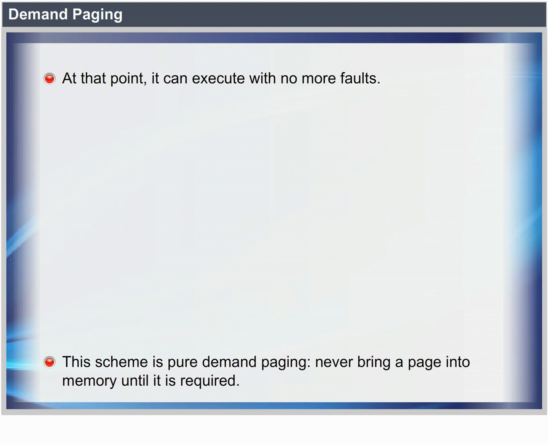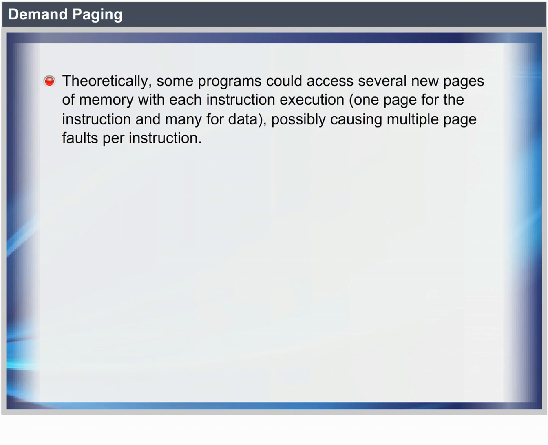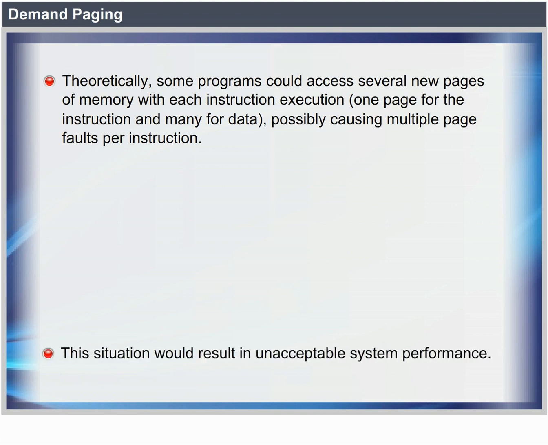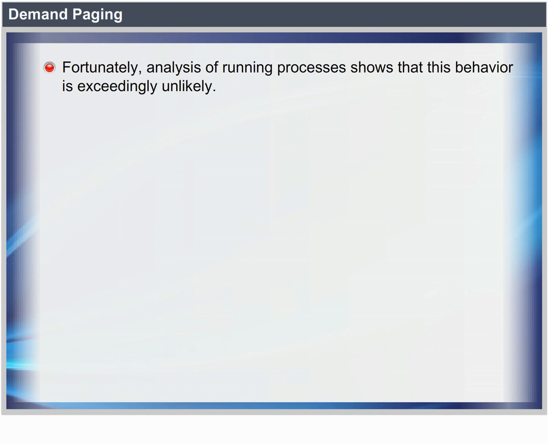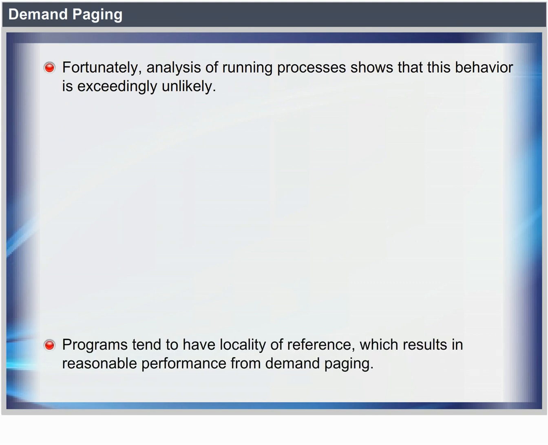Theoretically, some programs could access several new pages of memory with each instruction execution, one page for the instruction and many for data, possibly causing multiple page faults per instruction. This situation would result in unacceptable system performance. Fortunately, analysis of running processes shows that this behavior is exceedingly unlikely. Programs tend to have locality of reference, which results in reasonable performance from demand paging.